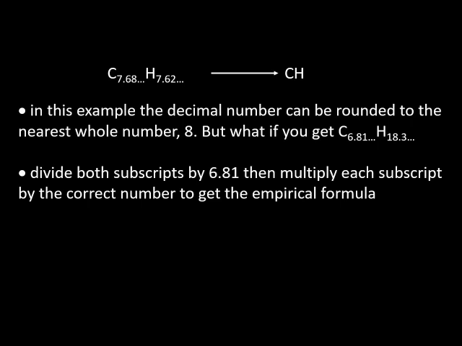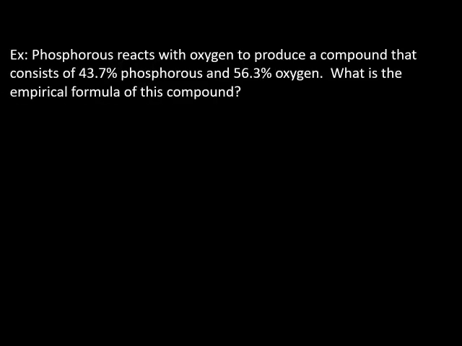So for the 6.81, if I divide both of the subscripts by that value, the smallest one, then that reduces the smallest one to a 1, and it'll give me other values for the rest of them that maybe I can reduce to something, or that will be a multiple of something. All right, so let's try this example here to illustrate this.